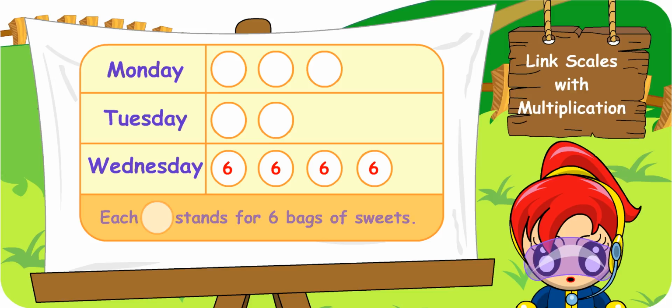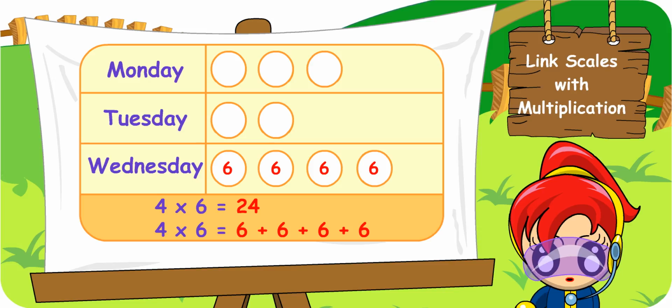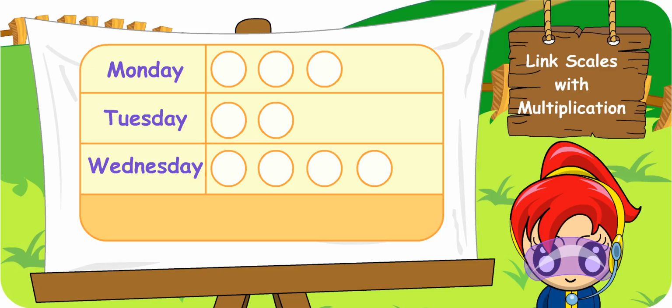Really? Please tell me how. We can multiply 4 by 6 to get 24. 4 multiplied by 6 is the same as adding 6 four times. Right, how silly of me not to think of it earlier. Now that you know, try this question using multiplication.